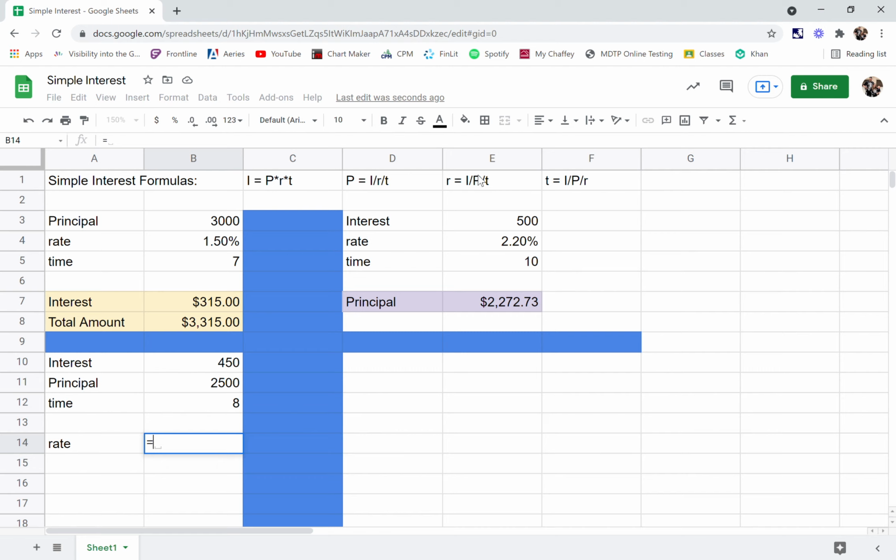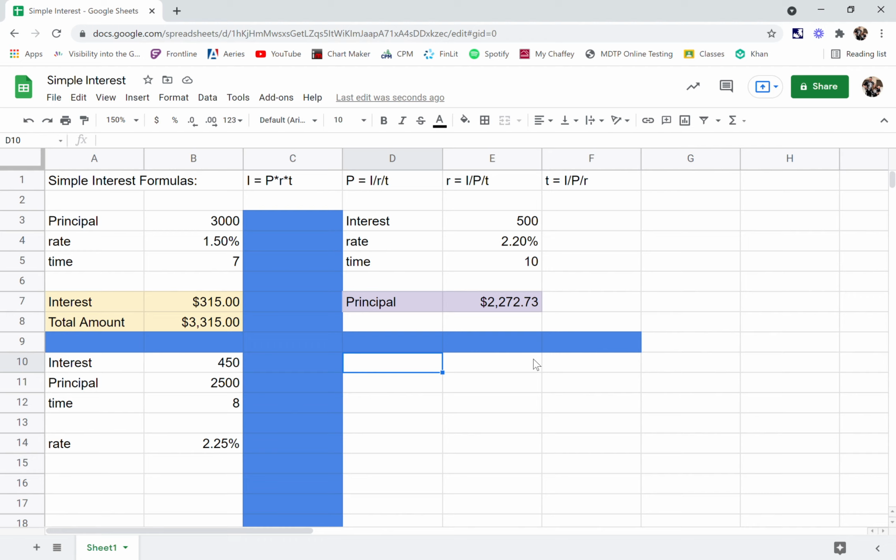Equals, and follow this formula here: R equals I divided by P divided by T. So that would be 450 divided by 2,500 divided by 8. 0.0225. That would be 2.25%, and if you want to, which I highly suggest you do, turn this into a percentage. You click on the cell, and there's a percent symbol right here. There you go. 2.25% interest rate.